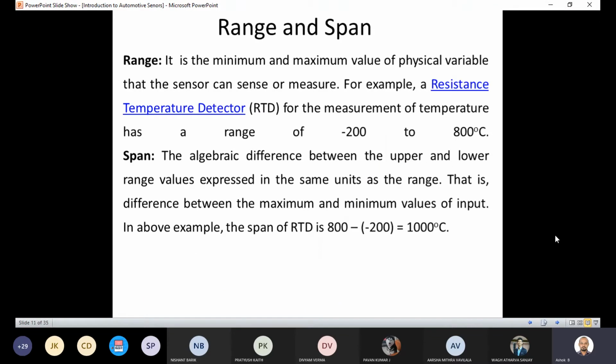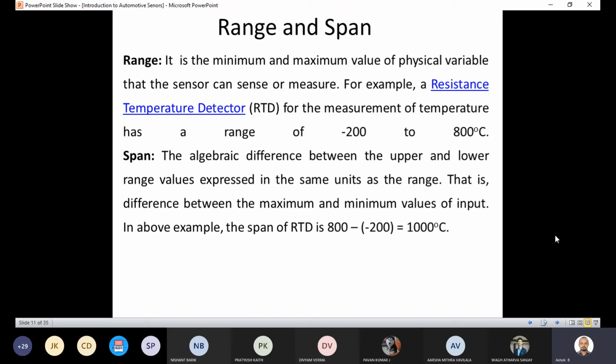The next one is range and span. Range is the minimum and maximum value of a physical variable which the sensor can measure. For example, take a temperature sensor like an RTD, which has a range of -200 to 800 degrees Celsius. This type of sensor can be used in higher temperature applications.